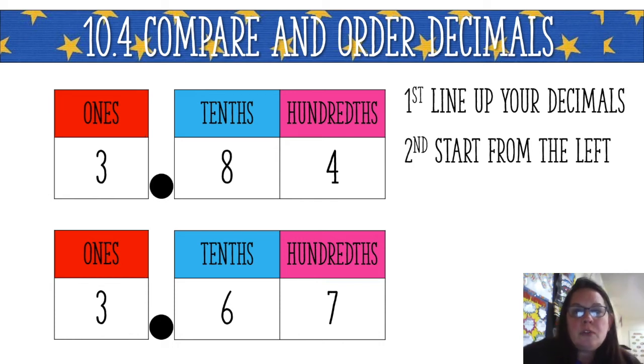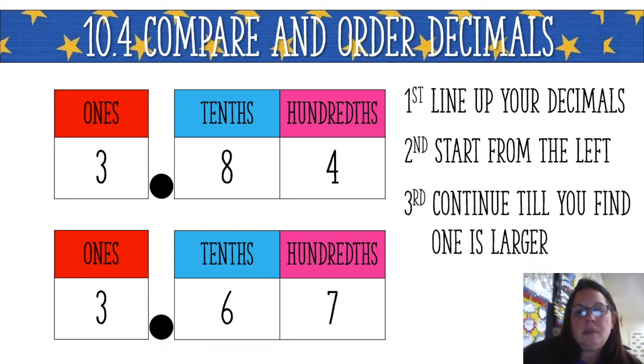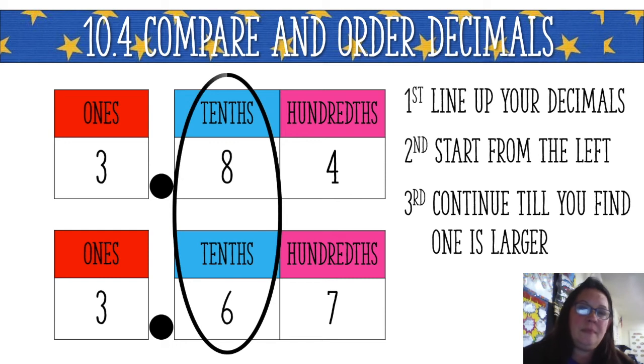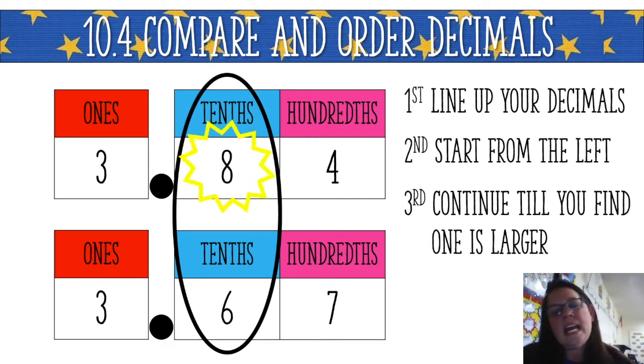Now we're going to move to the right and continue to compare the next place value. If we look at that, we see we have a winner. 8 is larger than 6, so the top number is larger than the bottom. Yay!